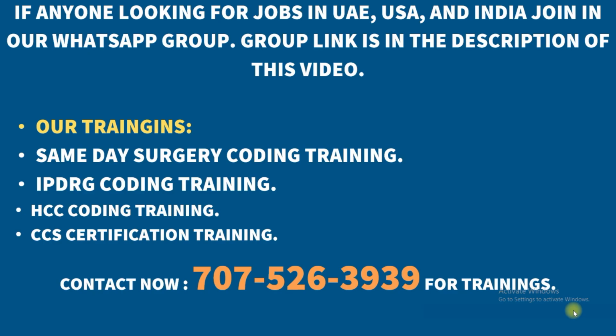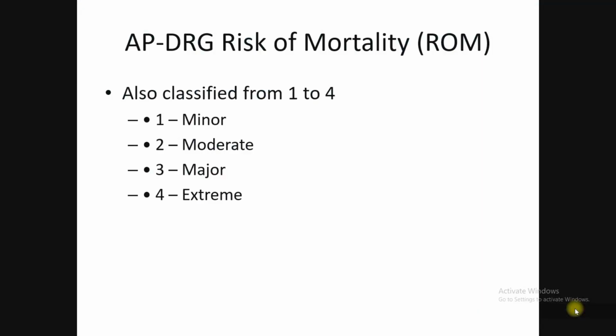Next, as we have discussed previously, we need to understand ROM. ROM is risk of mortality. These are also classified into four levels: minor, moderate, major and extreme.